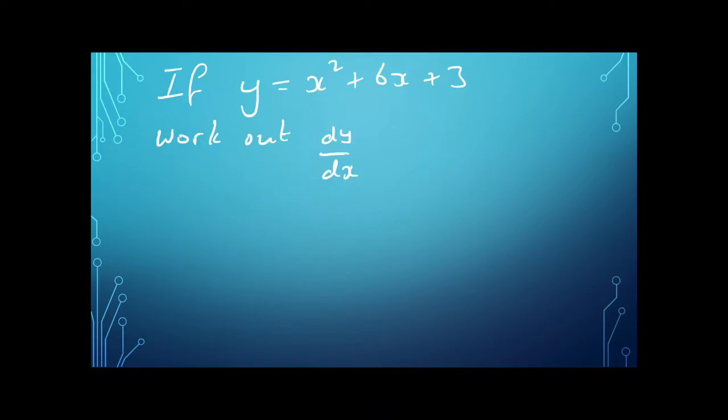So here is our curve, y is equal to x squared plus 6x plus 3. And we're asked to work out dy dx. Now dy dx is actually probably the easiest part of this. From my other videos, hopefully you can see that x squared becomes 2x, and the 6x becomes 6, and the 3, that's just the flat part of the function and has no gradient, so that disappears.